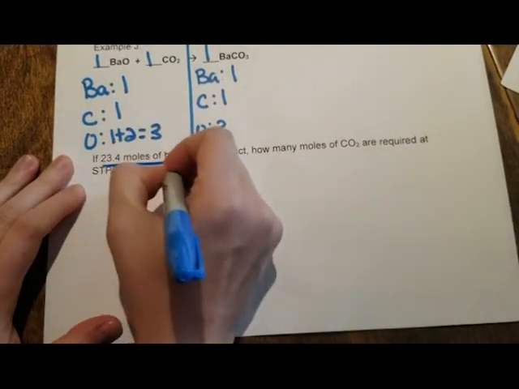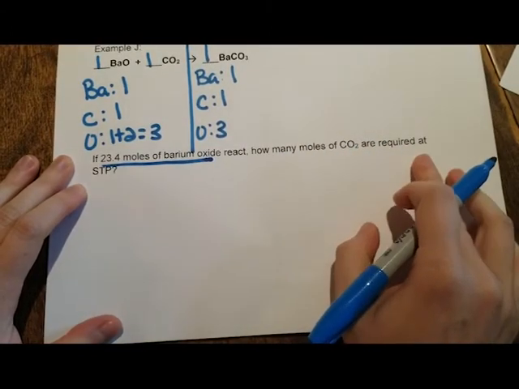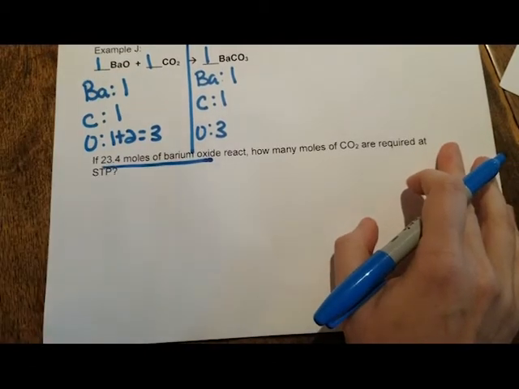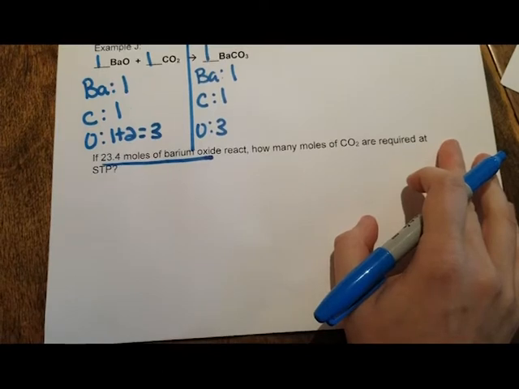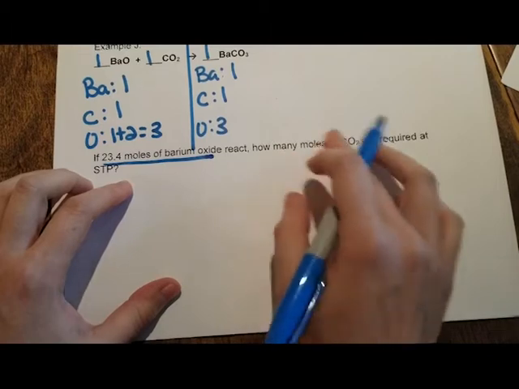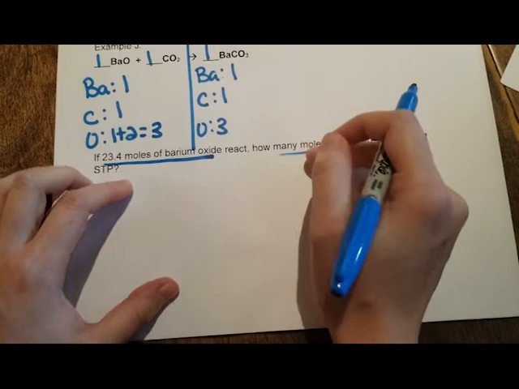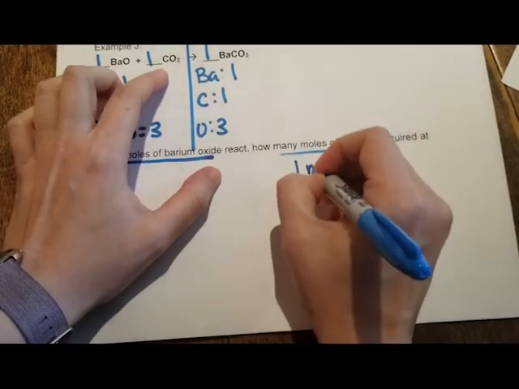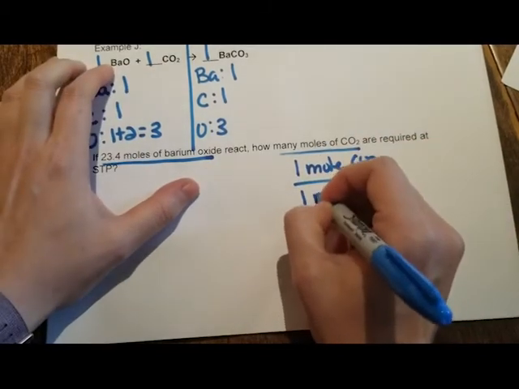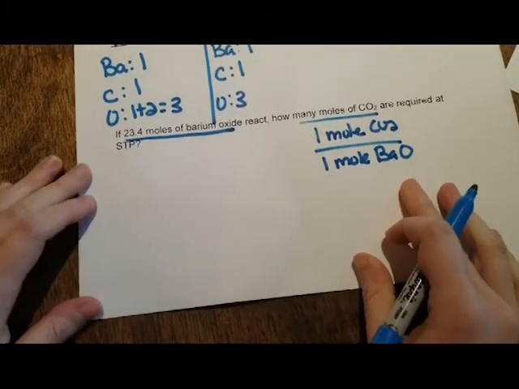If 23.4 moles of barium oxide react, how many moles of carbon dioxide are required at STP? So we need to compare moles of barium oxide to moles of carbon dioxide. So that means we do need a molar ratio, okay? So we need to know how many moles of CO2 we get for every 1 mole of barium oxide. If we look up here, we have 1 mole CO2 for every 1 mole of barium oxide. So that's going to be our conversion factor.